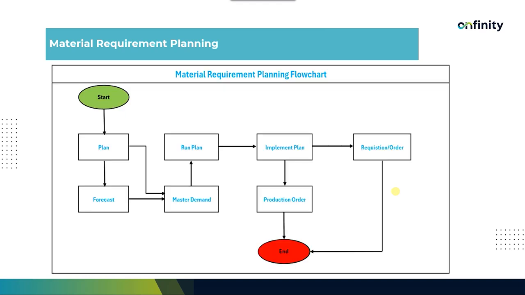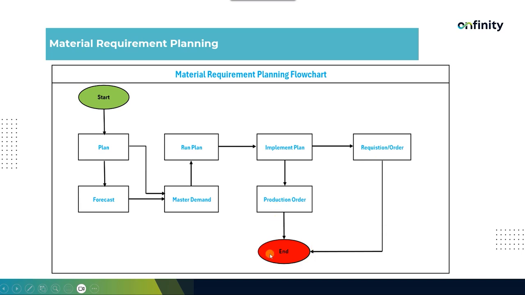You need to prepare the plan, and against the plan, you can create the forecast or import the forecast. Once the forecast is frozen, against the forecast and plan, you can generate the master demand. Then you can run the plan, and thereafter, run the implement plan. As a result, you will get purchase requisitions or purchase orders as per the requirement, along with production orders. This is how the MRP process runs.